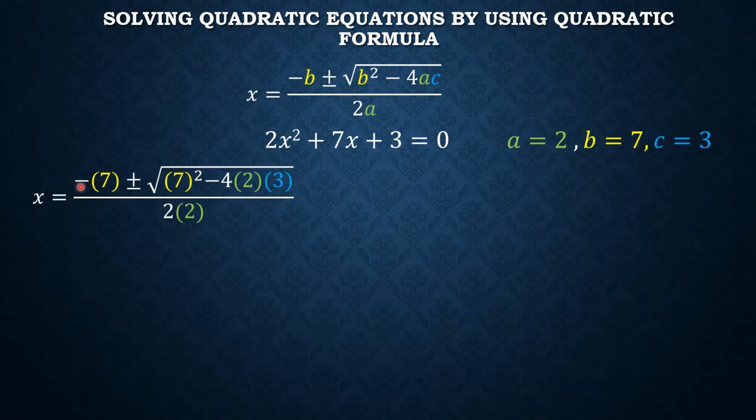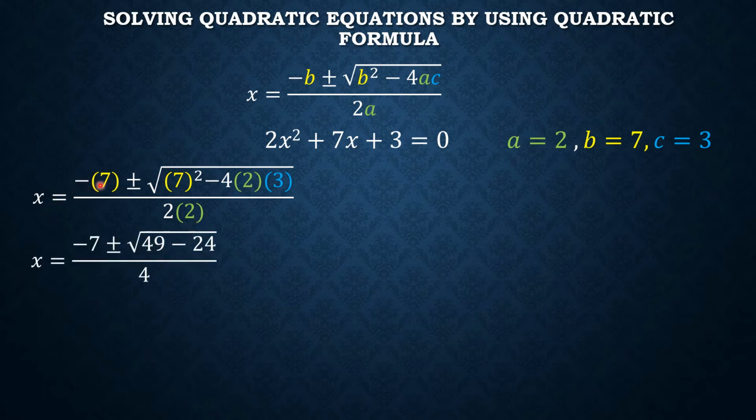So here we have negative, and then our value for b is 7, plus or minus the square root of 7 squared minus 4. Our value for a is 2, and our value for c is 3, all over 2 times our a, which is 2.